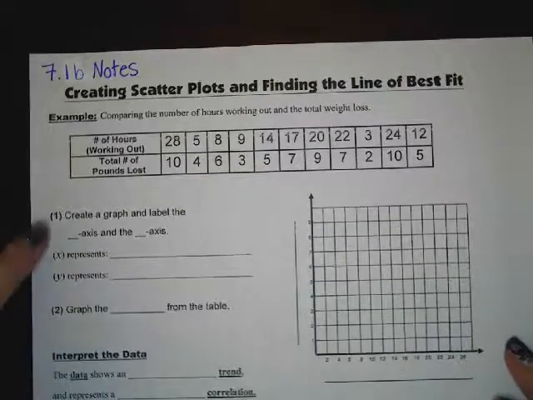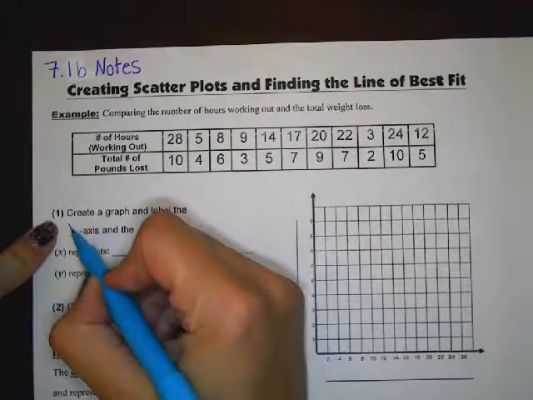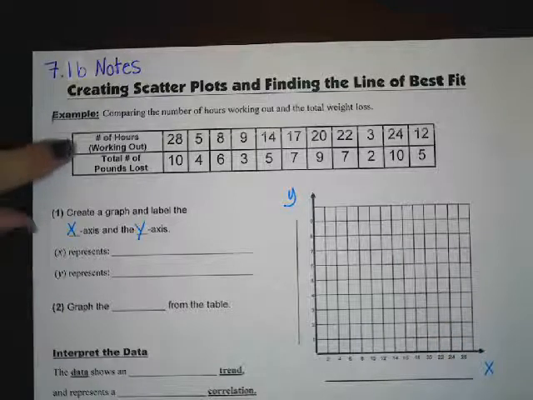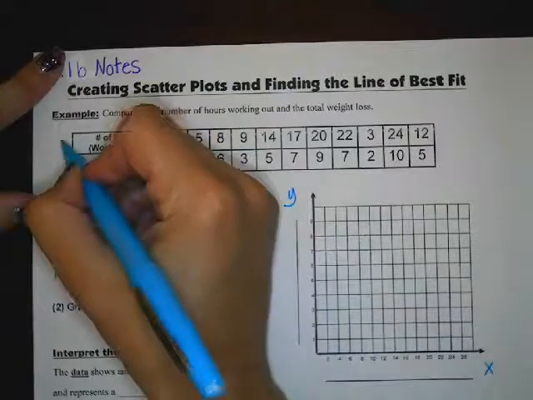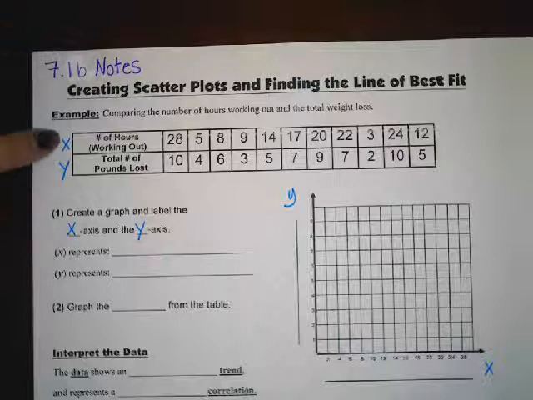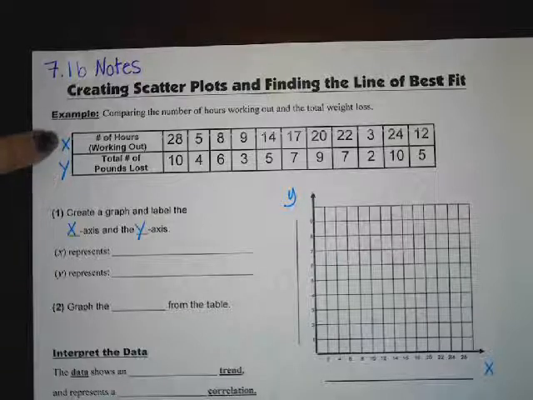So we're going to create a graph, label the x and the y axis. So we know this is my x, this is my y. Now looking at my table, it says the number of hours working out and the total number of pounds lost. So this is my x, this is my y, because the number of hours working is going to give us the amount that we lost. Okay, so y is the dependent, x is the independent.